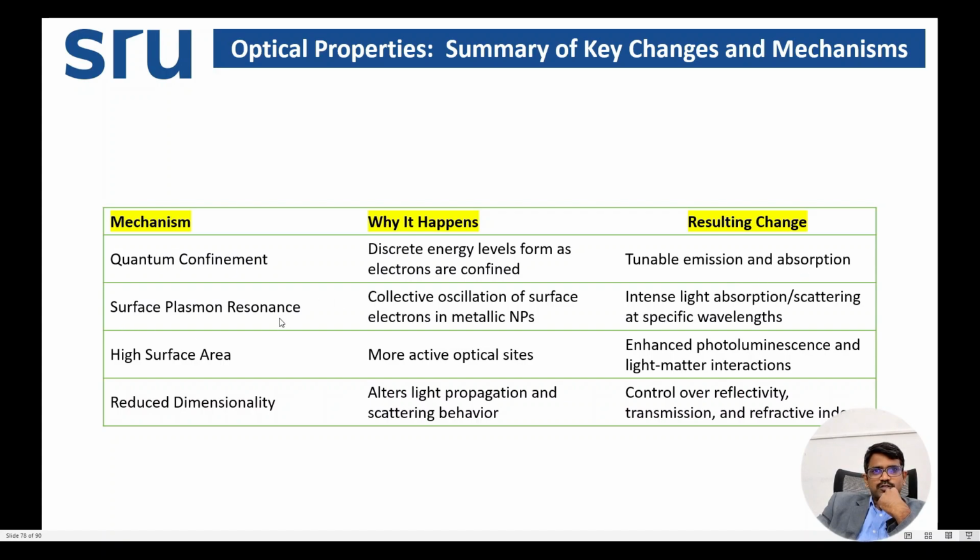Then surface plasmon resonance. Why does it happen? Because of collective oscillation of surface electrons in metallic nanoparticles. Usually this property is observed in metal nanoparticles. So what is the resulting change? Intense light absorption and scattering at specific wavelengths.